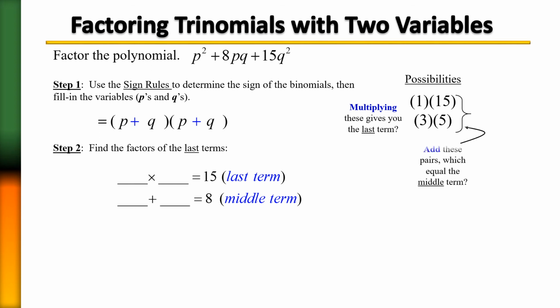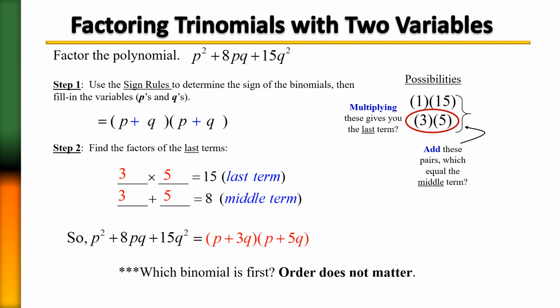So hopefully you said the 3 and the 5, because that is correct. Because when we multiply 3 times 5, we get 15, our last term. If we were to add them together, 3 plus 5, we get 8, our middle term. So we're going to go ahead and put those numbers in front of the q's, the 3 and the 5. And so it factors into p plus 3q times p plus 5q. And again, order does not matter.